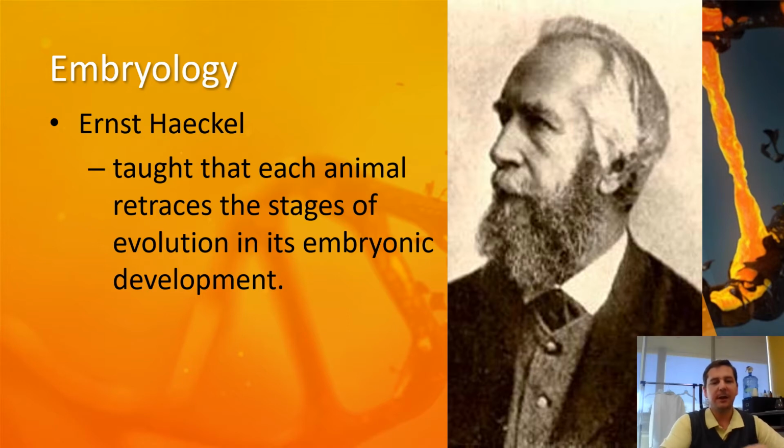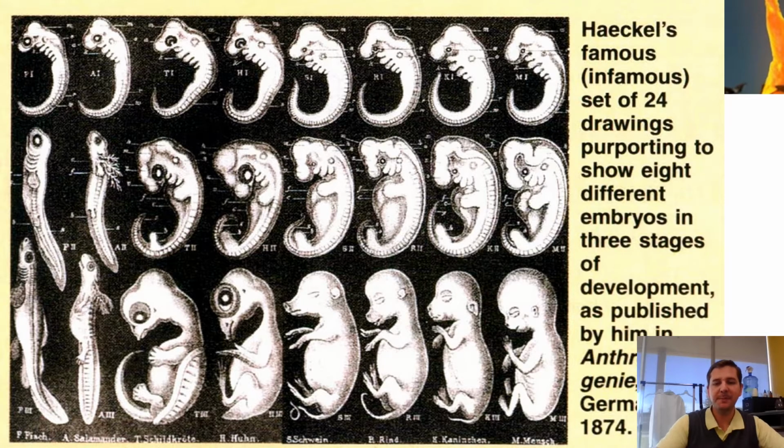Embryology. He taught that each animal retraces its stages of evolutionary development in its embryo. So what that means, on the next slide, is we see this column right here. This is the fish, and this is the 4 weeks mark. So we can see a fish, salamander, turtle, chicken, pig, lamb, dog, and human.